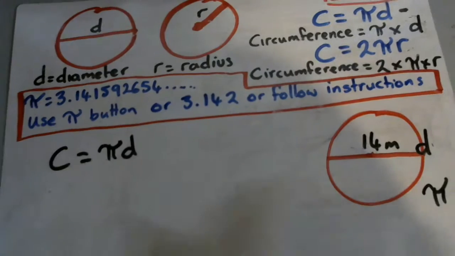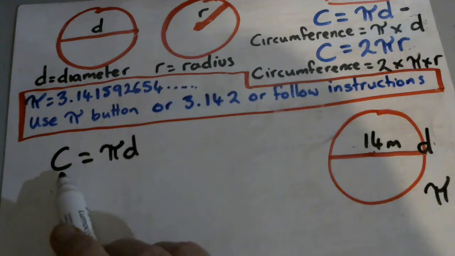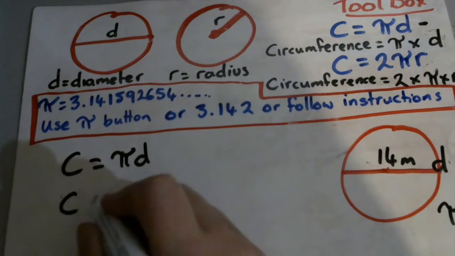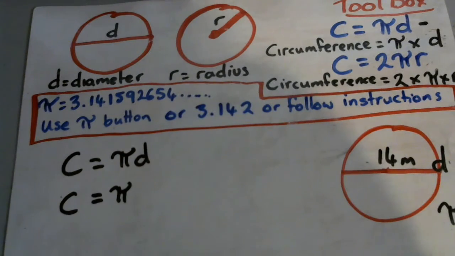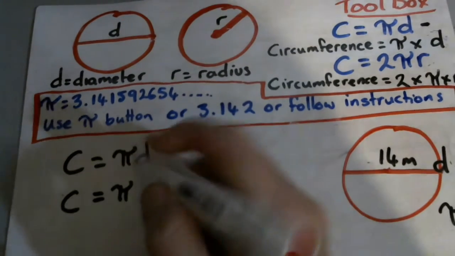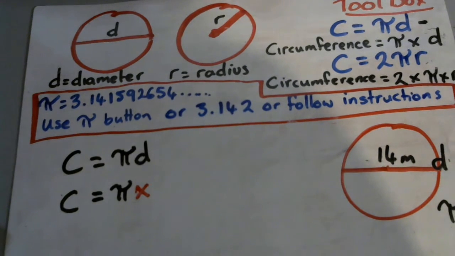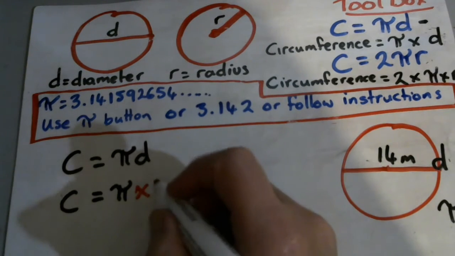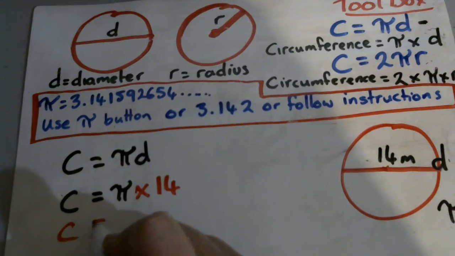Now my instruction said to use pi, so that stays the same. Do I know the circumference? No, I don't. So those can stay the same. Do I know the value of d? Yes, I do. It's 14. Now remember, mathematicians must put in the sign that they're using multiplication times 14. Now I can solve that on my calculator.